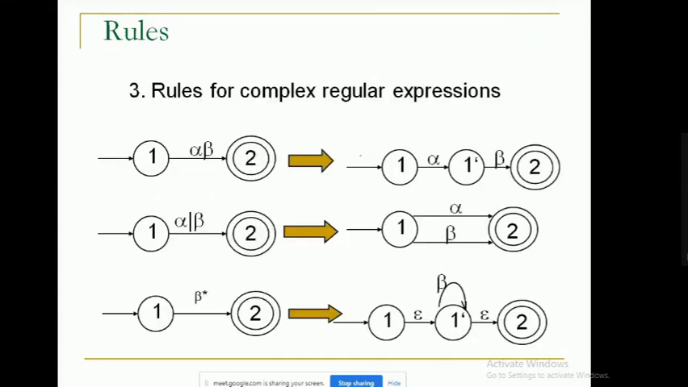In case you have complex regular expressions, you have to split the alphabets present in the expression, and for each alphabet you should have a separate transition and separate states. If it is A or B, then you should have 2 parallel directions, one over A, one over B. B star means 0 or more occurrences, so there should be an epsilon transition to reach the end state, or you may read n number of B's, so for that you can have a self loop like this. But actually this is not the correct way.